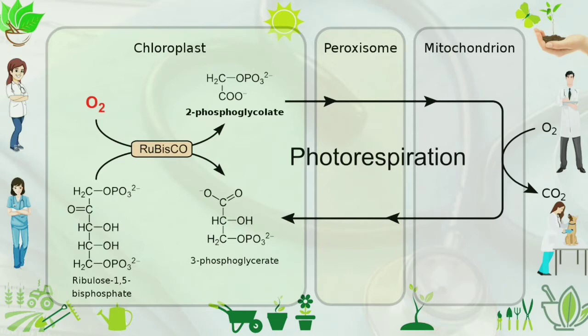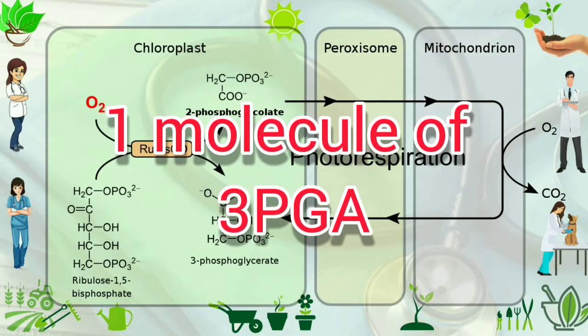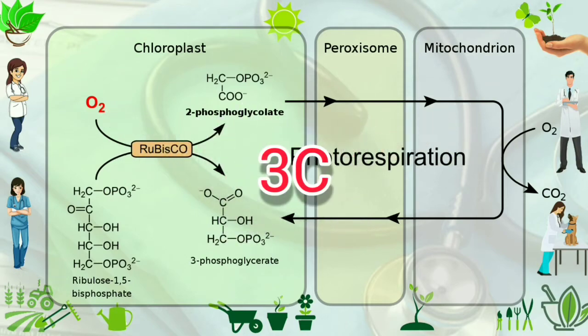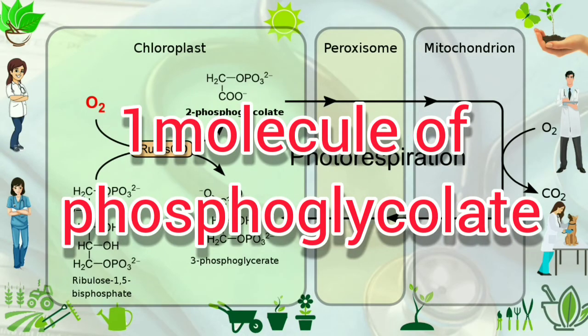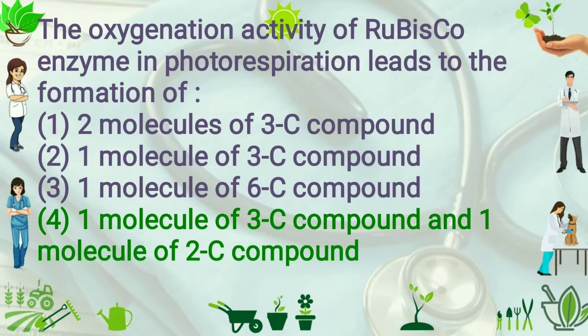In this diagram, we can see that the oxygenation activity of RuBisCO enzyme in photorespiration leads to the formation of 1 molecule of 3-phosphoglyceric acid, a 3 carbon compound, and 1 molecule of phosphoglycolate, a 2 carbon compound. So the correct answer is option number 4.